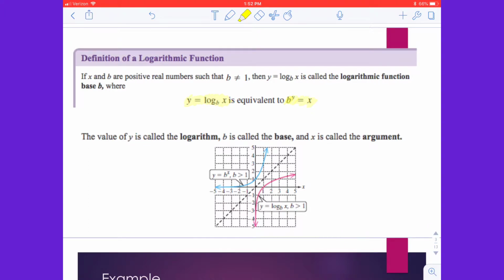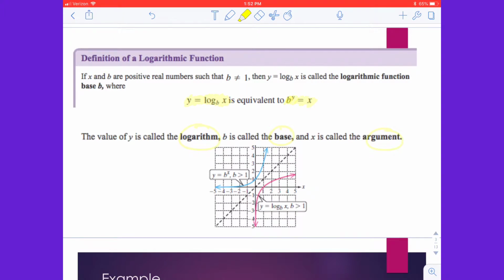So that brings in some important vocabulary words. So we have the logarithm, we have our base b, and then the thing that is inside of the logarithm is called the argument. And again, the reason why we're learning about logarithmic functions is because there is a relationship between logarithmic and exponential functions. They are, in fact, inverses of one another.